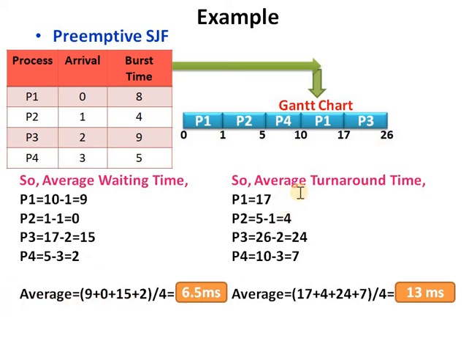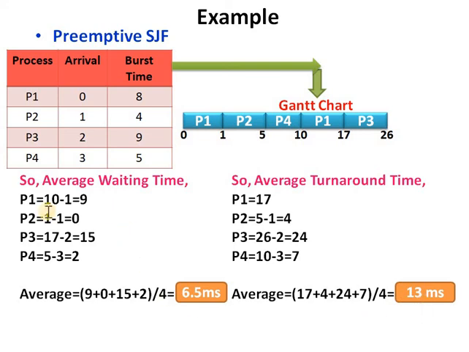In the same way, we calculate the turnaround time for the processes. What is the formula for calculating turnaround time? Ending time minus arrival time. What is the ending time for the process P1? 17 minus 0, that is 17. Next, for the P2 process, the ending time is 5, so 5 minus 1. In this way, we calculate the turnaround time.